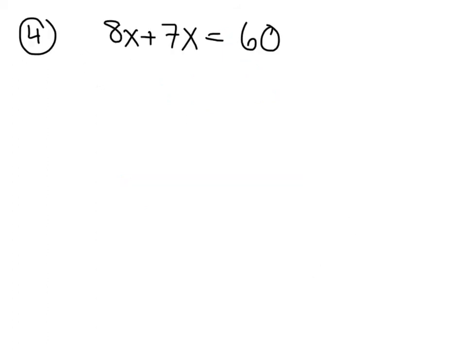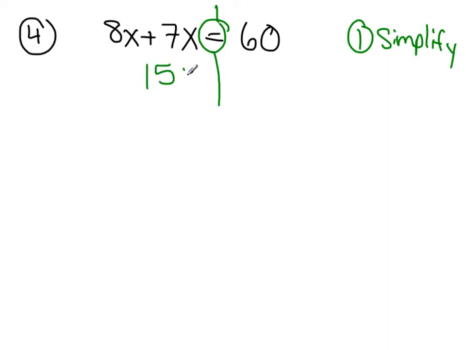Now, this one here is going to require us to use that step 1 in which we are going to simplify. The reasoning for that is because we actually have like terms. Now, it's very important for you to identify your equation, because you want to simplify both sides separately. So look at only the left-hand side. We have 8x plus 7x. We can combine them. They're like terms. So we end up with 15x.